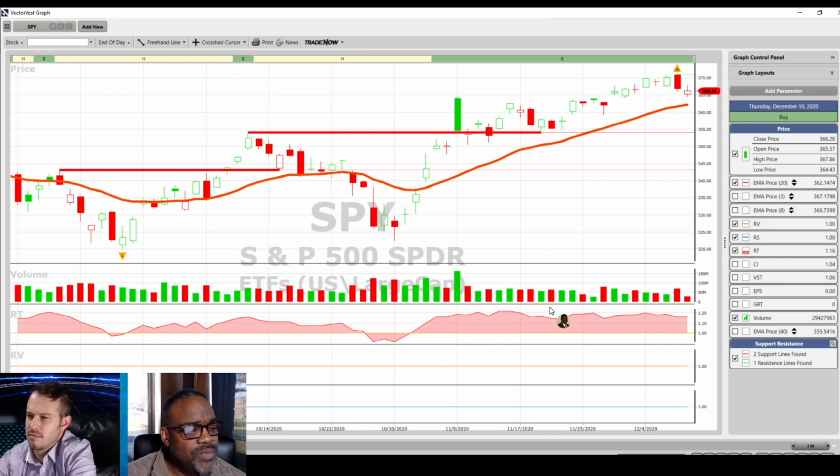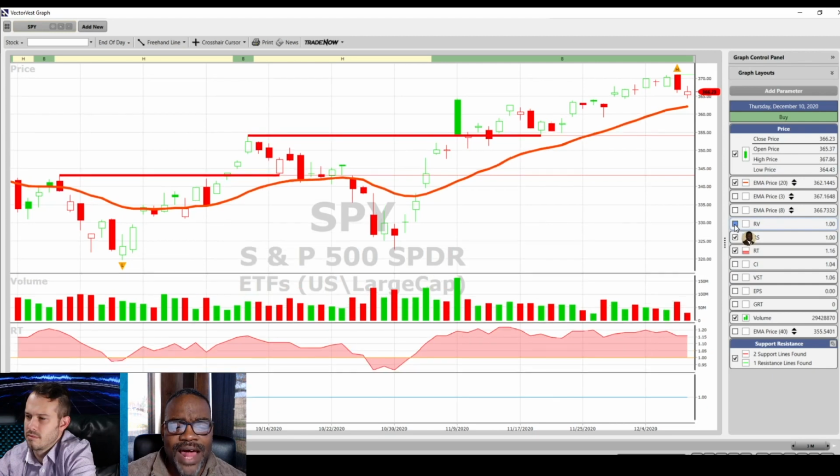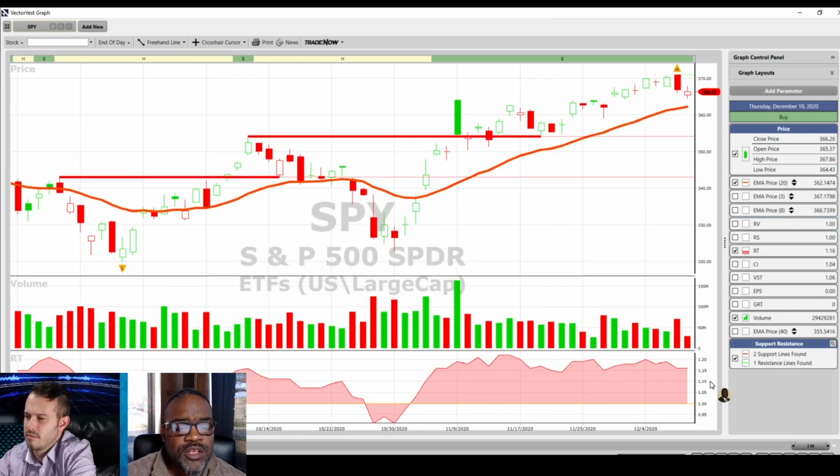We have volume, and I'm going to take off relative value, relative safety. I do want to look at relative timing. This is an indicator, again, only that you will find in the VectorVest software, which looks at the underlying trend of the market. Are we in an uptrend or are we in a backtrend?